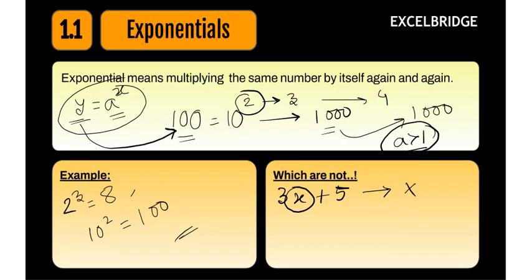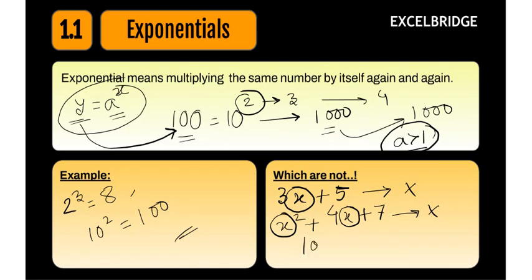For another example, x square plus 4x plus 7, can you call it exponential? No, we cannot call it exponential, because x is a variable here, but it does not appear in the exponent, so we cannot call it an exponential.